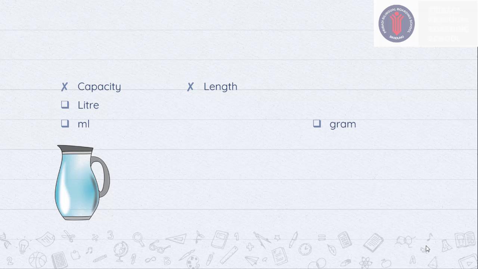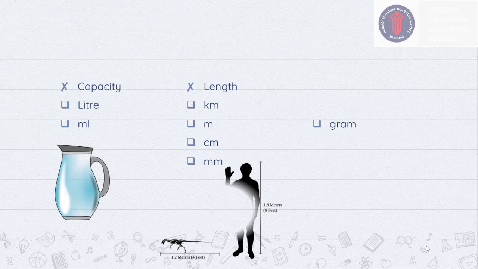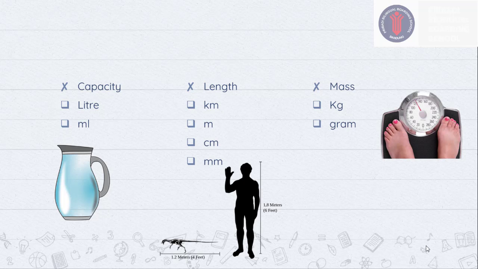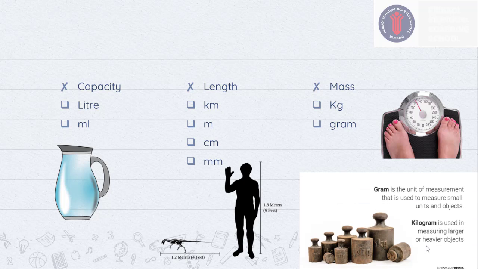For length, the unit can be kilometers for the distance between cities, meters for short distances, or it can be your height. You can measure it in meters, centimeters for smaller, and millimeters for the smallest. For example, the height of a person is 1.8 meters. While mass can be measured in kilograms or grams. So when you are measuring your weight, it's in kilograms. Gram is the unit of measurement used to measure small objects, while kilogram is used in measuring larger or heavier objects.